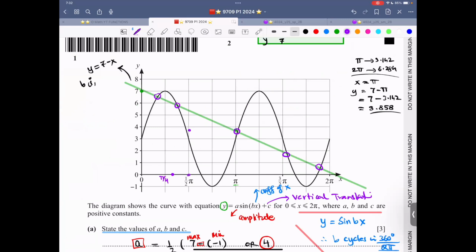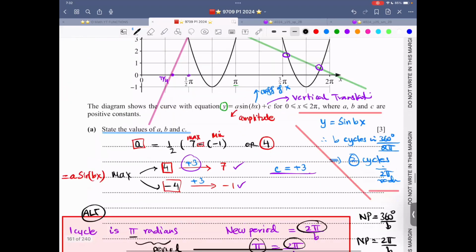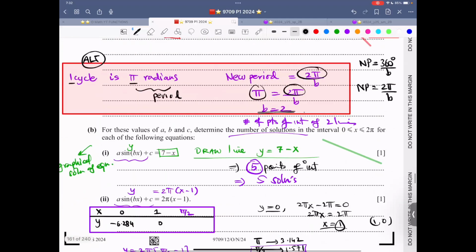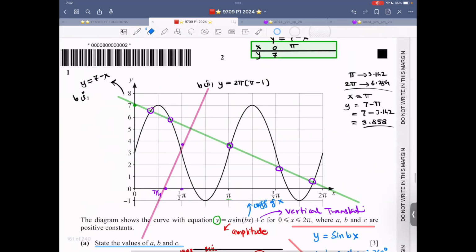That's the other point. Now let's join these 2 points like this. Not exactly. Okay. So now this is B part 2. Y is equals to 2 pi minus 1. I think that's the equation. 2 pi x minus 1, not pi minus 1, x minus 1. We were plugging in the values over here. So this is 2 pi x minus 1.